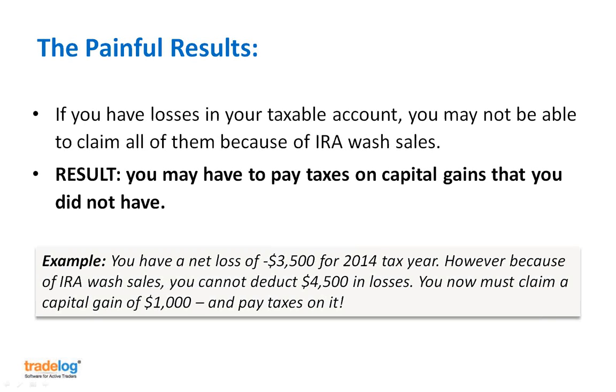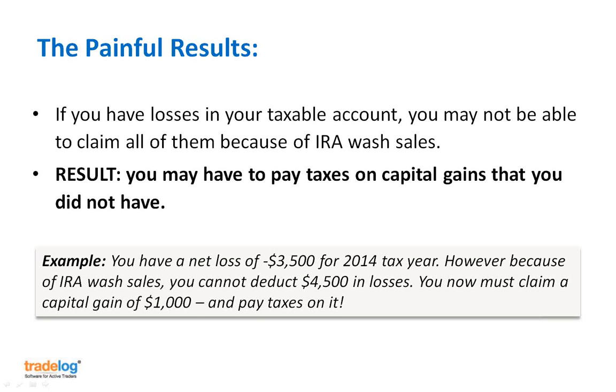Particularly, the reality is you may have losses in your taxable account, but because of the IRA wash sale, you're not able to claim all of those losses. Some of them can be permanently disallowed. And what can be even worse is you may have to pay taxes on capital gains that you do not have. We give a little example here.